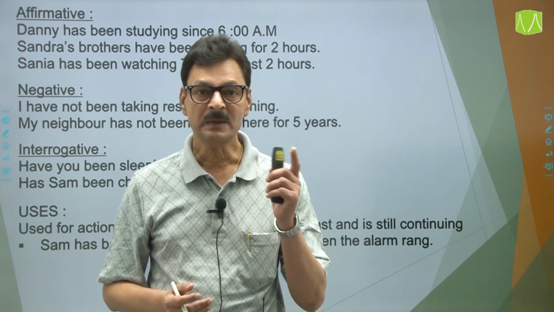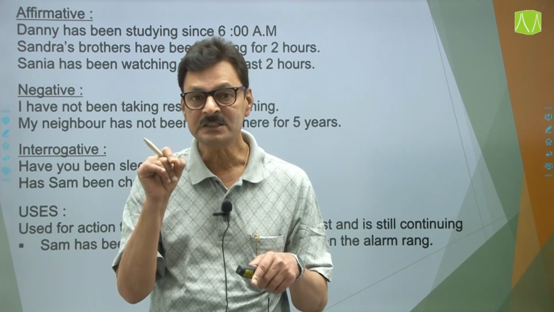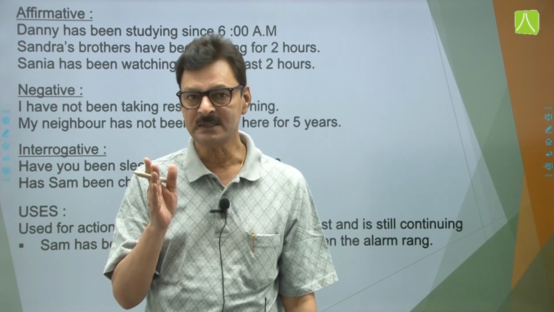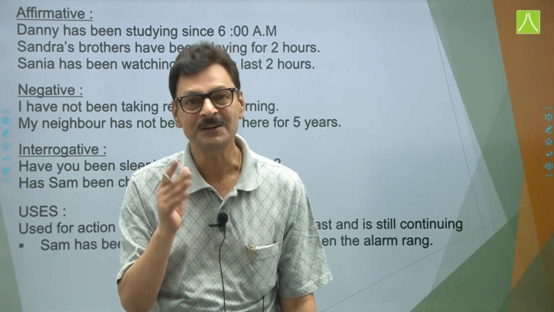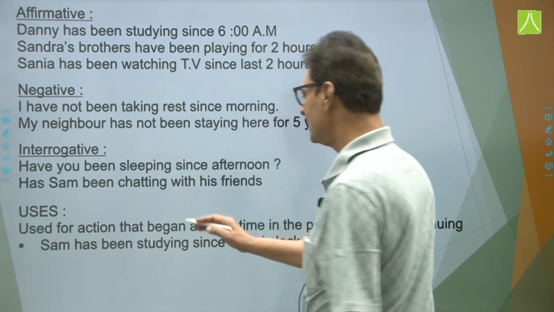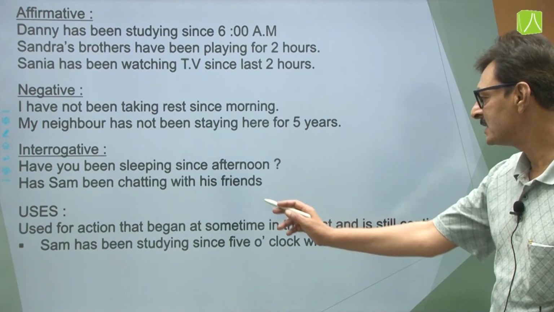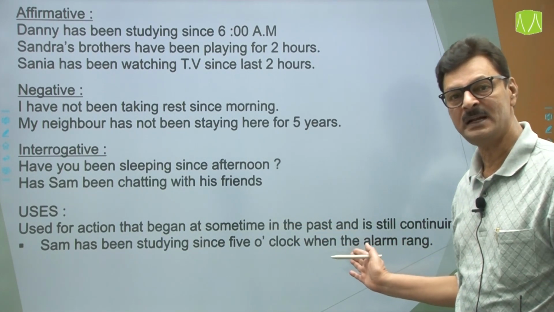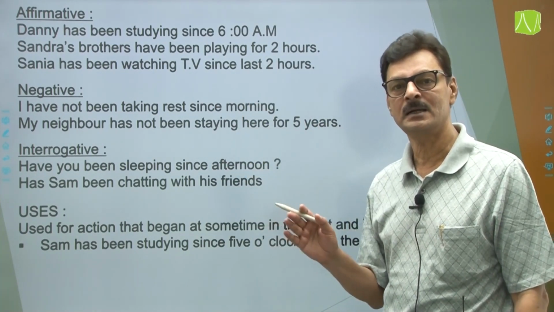So उसके अंदर पता चलता है present perfect continuous tells us that when the action started and it is still continuing, whereas present continuous tense क्या बताएगा? The action is continuing but when it started it does not specify. ये है इन दोनों का फर्क. So it is used for an action that began at some time in the past and it is still continuing. Sam has been studying since 5 o'clock when the alarm rang. तो जब उसका अलार्म बजा वो उसके पहले से 5 बजे से पढ़ता चला आ रहा था.